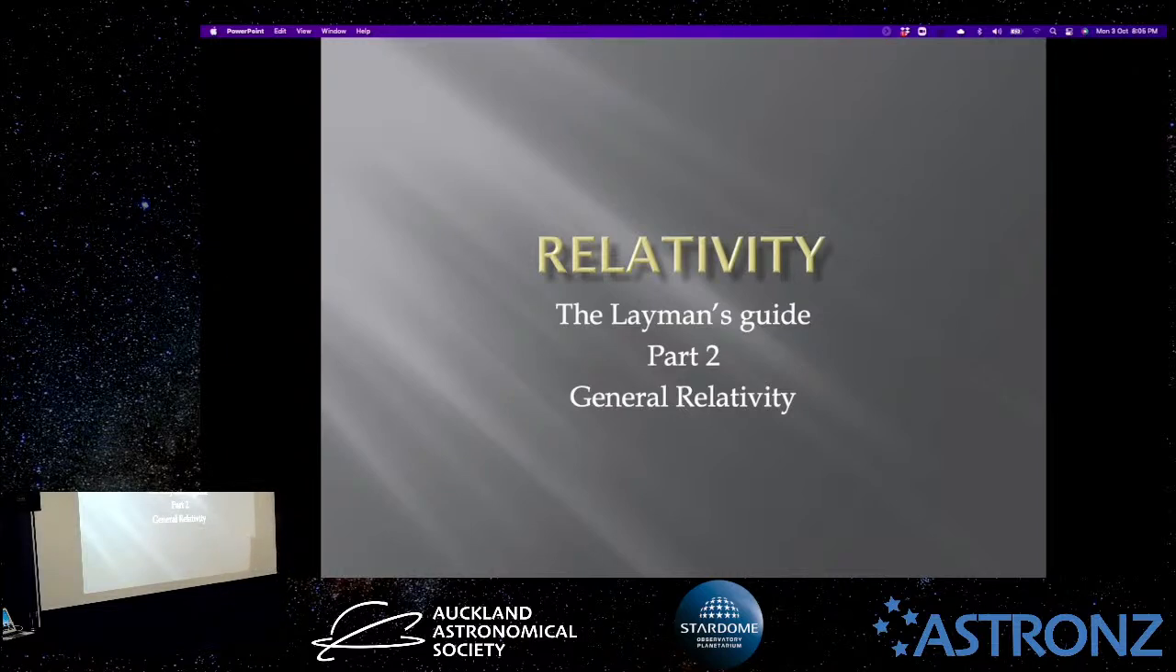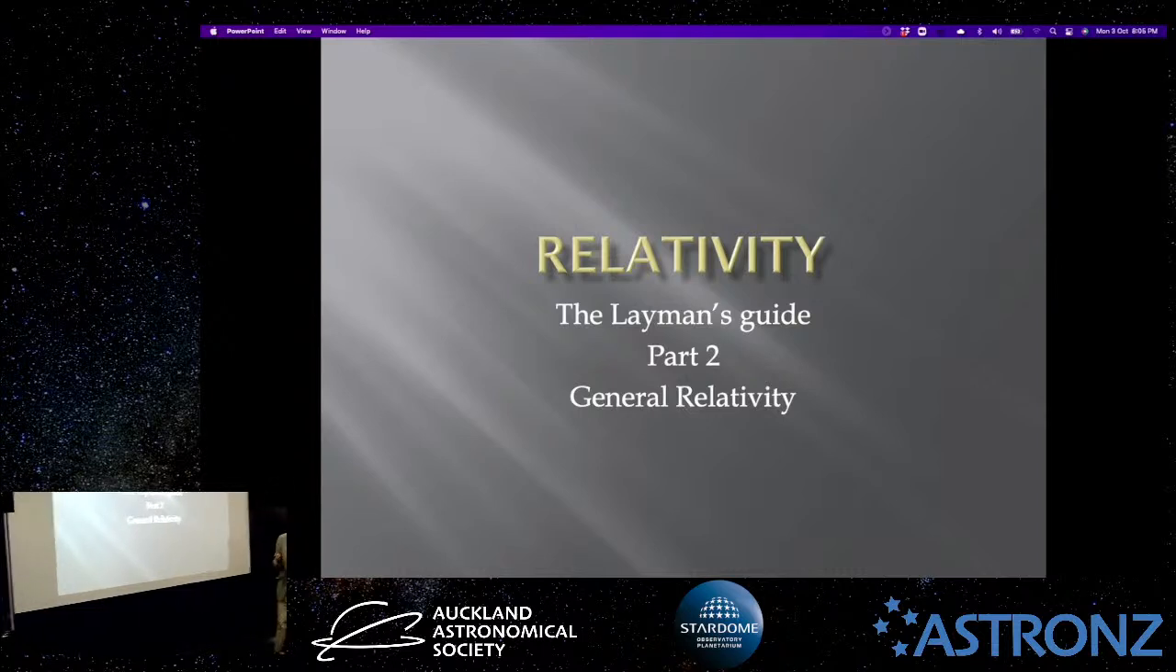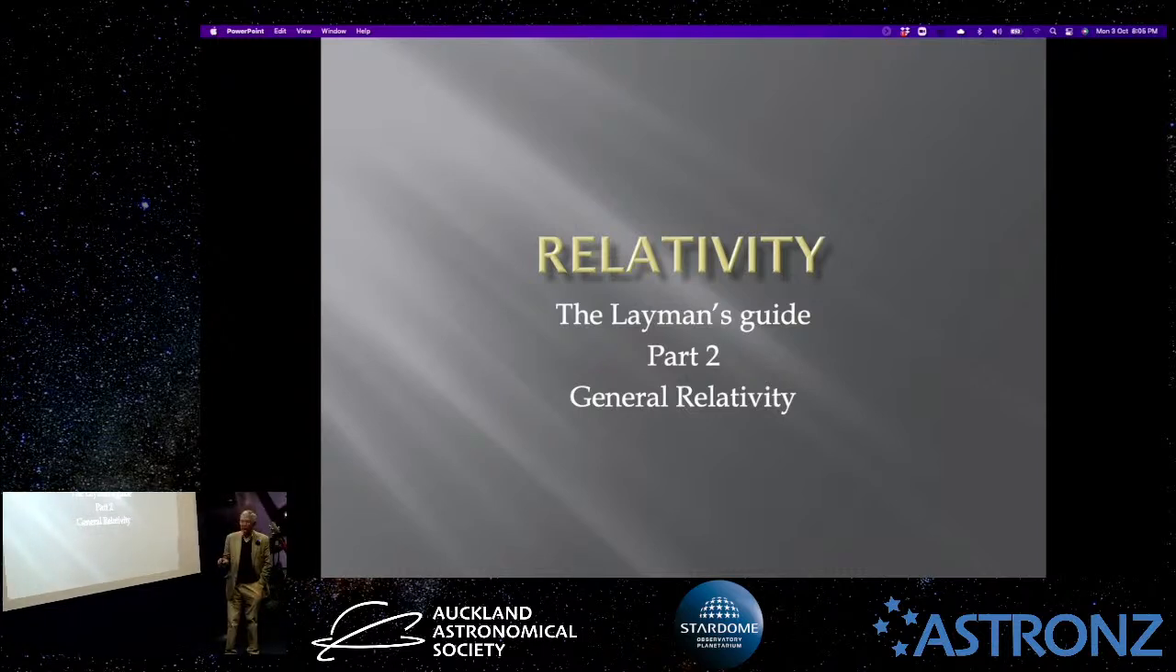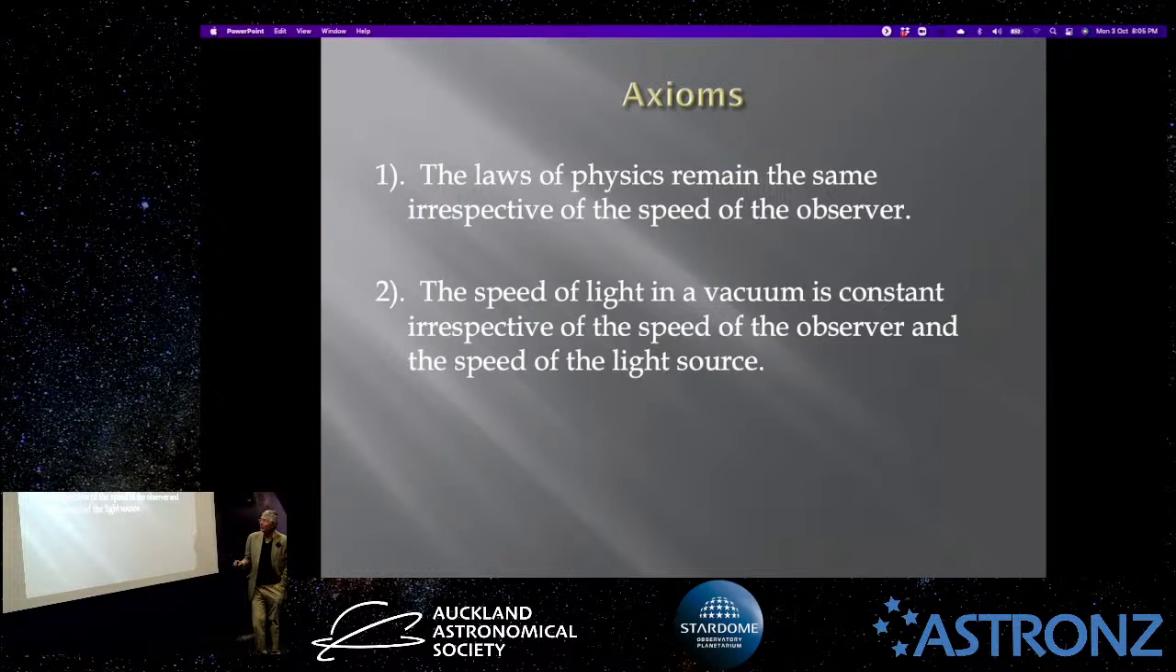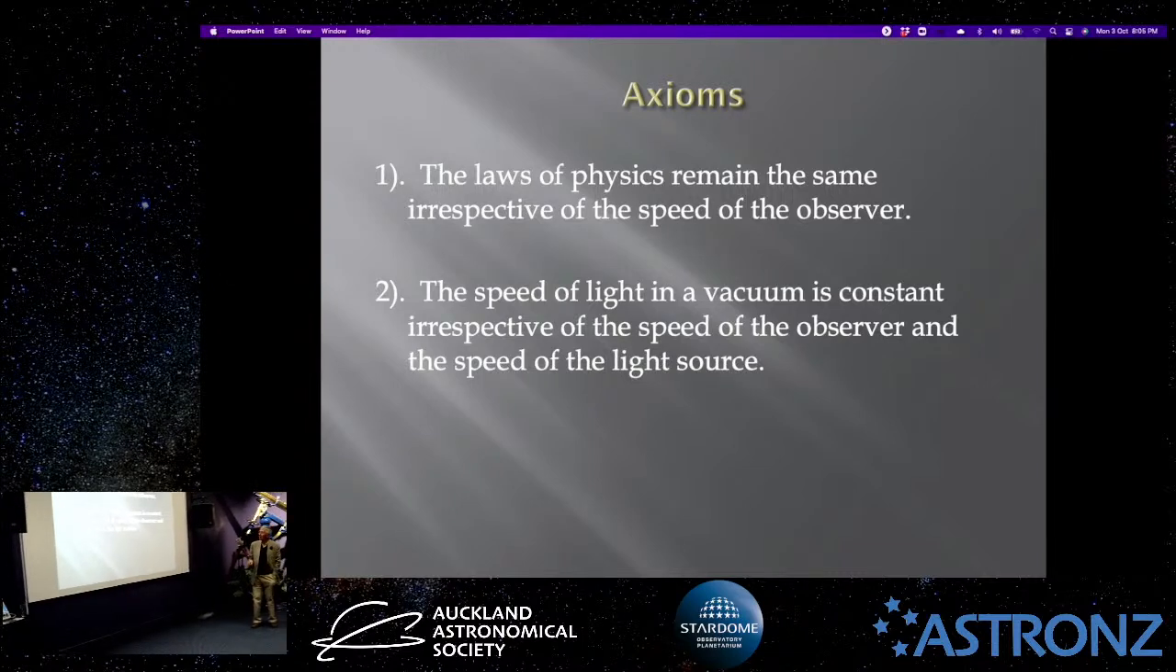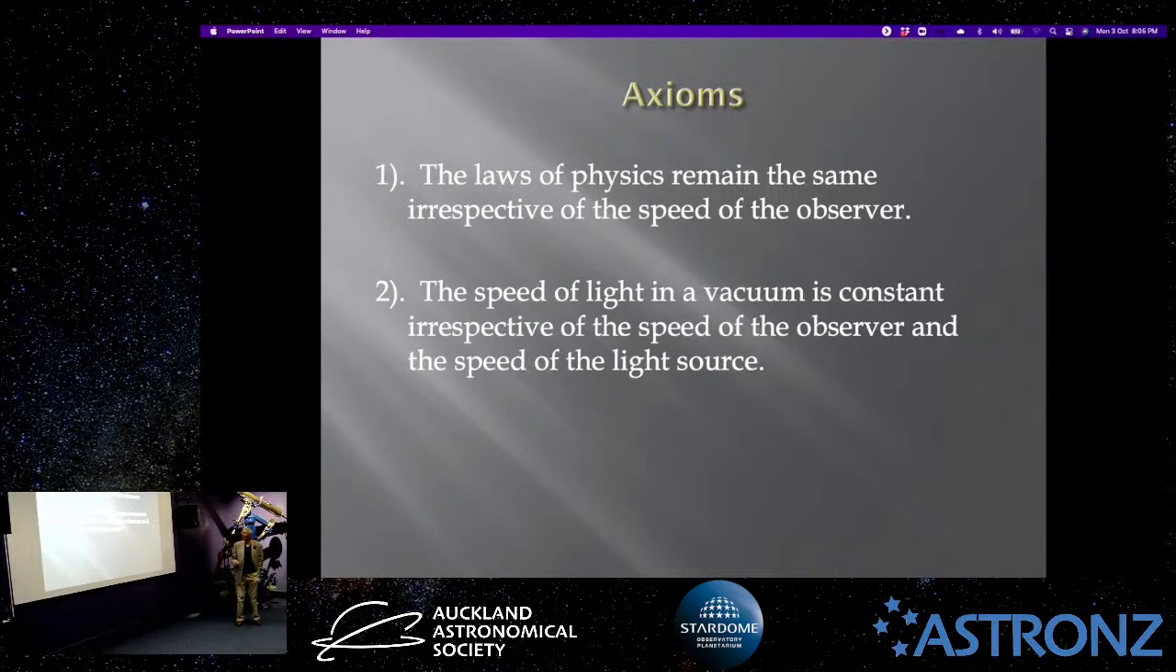Okay, well, I think quite a few of you were here last month when we talked about special relativity. So I'm going to start off just by very briefly reminding ourselves of the main basis of special relativity. The laws of physics remain the same irrespective of the speed, and the speed of light in a vacuum is constant irrespective of the speed of the observer and the speed of the light source, which Einstein arrived at by considering Maxwell's equations.